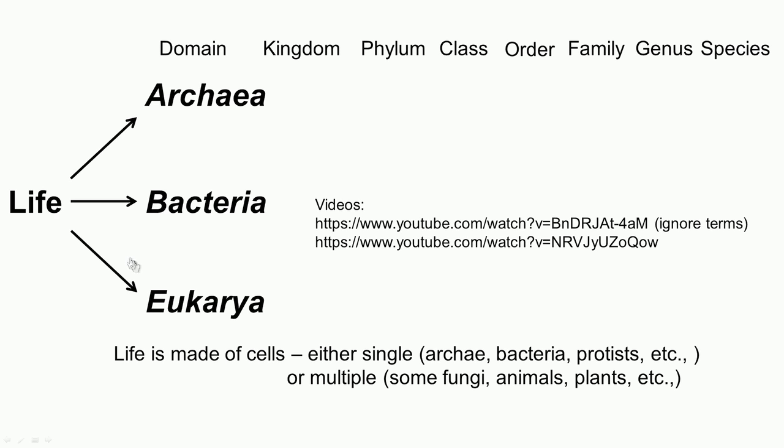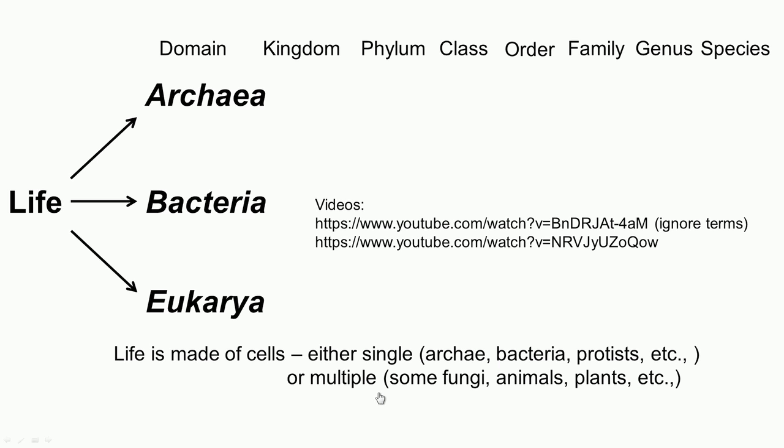Life itself is made up of cells, either single cells as in the case of archaea, bacteria and some protists in the eukarya family, or it could be made up of multiple cells such as some fungi, mushrooms and so on and so forth. They are fungi, animals of course, plants, humans and so on. So, life is made up of either single cells or an organization of single cells.